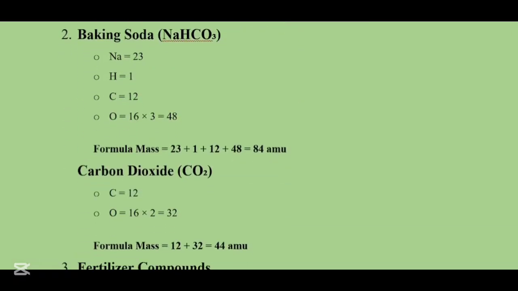Now another example is baking soda. We have sodium, we have hydrogen, we have carbon, and we have oxygen again. So let's say sodium is 23, hydrogen is 1.008 or 1, and carbon is 12, and oxygen, we already know that the atomic mass of oxygen is 16, and it will be multiplied by 3. So these are our atomic mass units. If you add them up, you will get the result of 84 atomic mass units. So that is your formula mass.